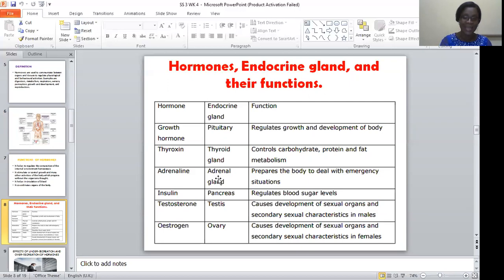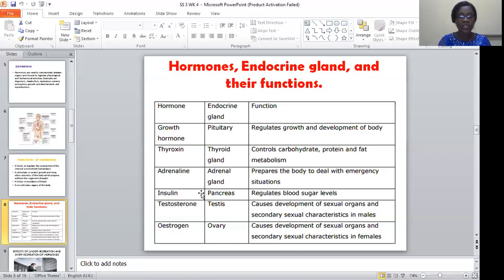Then the next one we are going to be looking at is the adrenaline, which is mostly produced at the adrenal gland. These adrenalines prepare the body to deal with emergency situations. Yes, that is, whenever an emergency arises, adrenal glands are always there to help the body deal with that situation. In the case of an accident, maybe you are driving and an accident occurs, due to shock, if the hormone is not functioning well, the person might lose his or her life as a result of that shock. But because of the adrenal gland, it helps the body to quickly grab its position or stay intact in an emergency situation, especially in the times of shock.